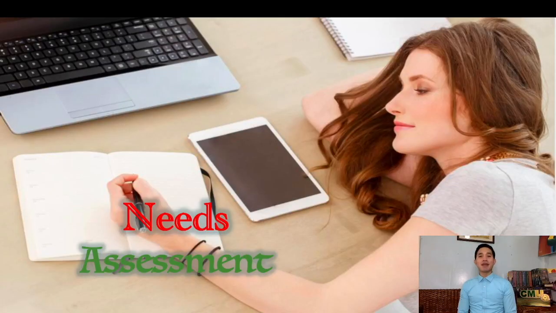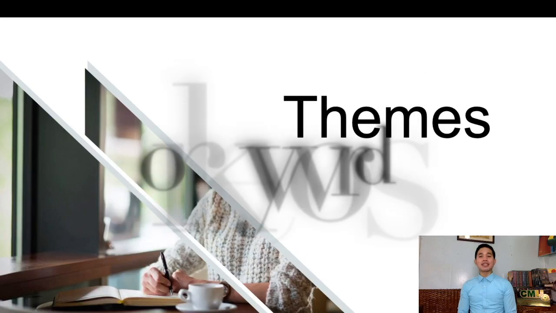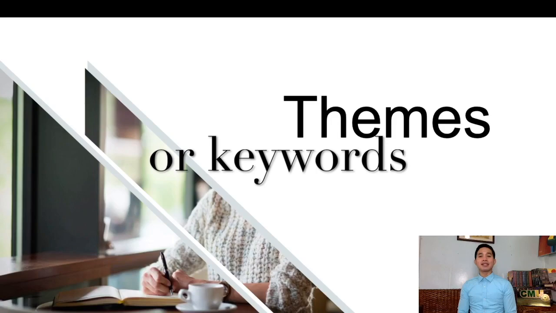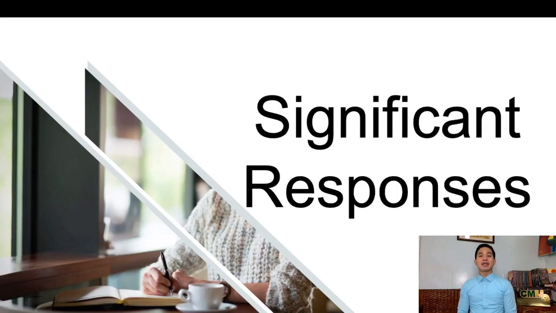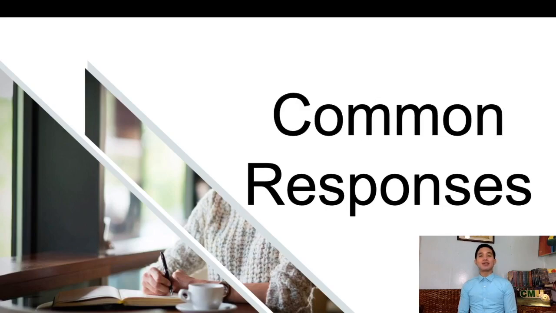You have to include the following. The first thing that you have to include are the themes. Themes refer to the significant, unique, and common responses of your respondents. Let's begin with the significant responses. These are the meaningful, crucial, indicative, suggestive, and informative answers of your interviewees. If you say unique responses, these are the peculiar, distinctive, and exceptional responses of your participants, and these responses could not be found in the responses of your other interviewees. And common responses refer to the repetitive responses of your respondents.